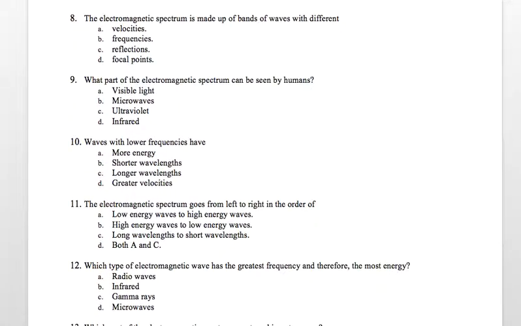Number 10, waves with lower frequencies have A, more energy, B, shorter wavelengths, C, longer wavelengths, or D, greater velocities. Number 11, the electromagnetic spectrum goes from left to right in the order of A, lower energy waves to higher energy waves, B, high energy waves to low energy waves, C, long wavelengths to short wavelengths, or D, both A and C.